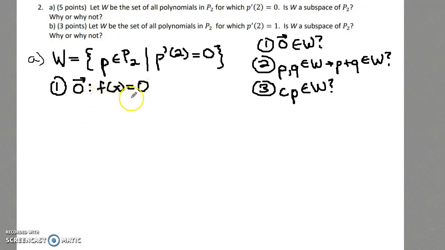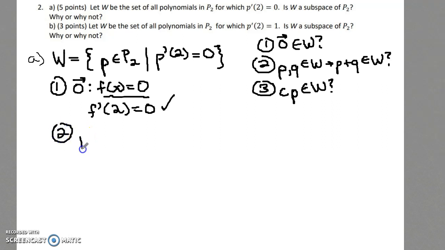Okay, so we want to determine whether this function is contained in the specific set W described in part A. Is the degree less than or equal to 2? Yes, because it's a degree 0 polynomial. And is the derivative when x equals 2 equal to 0? Yes, that's true because the derivative of any constant function is always 0 for every value of x. So the set W does contain the 0 vector.